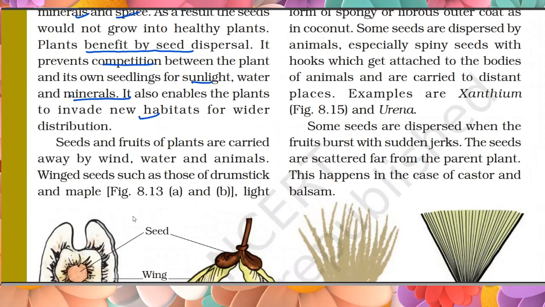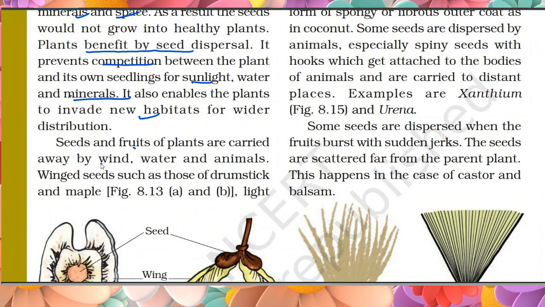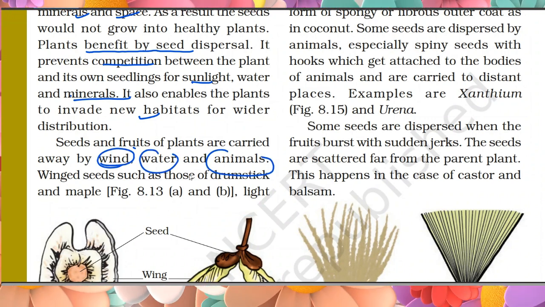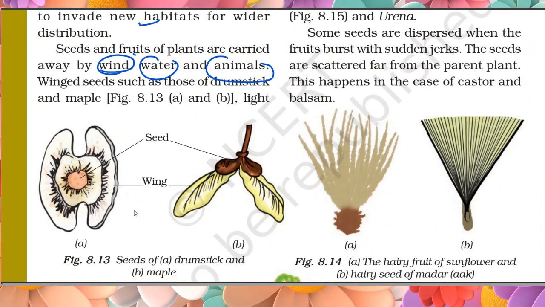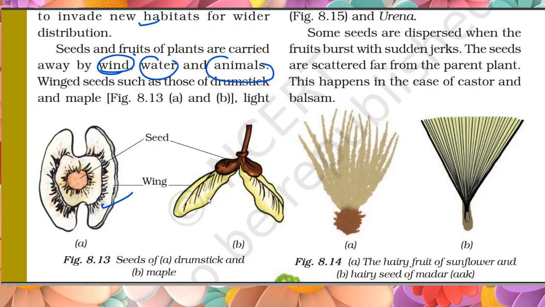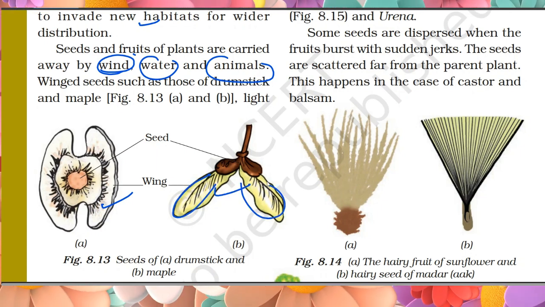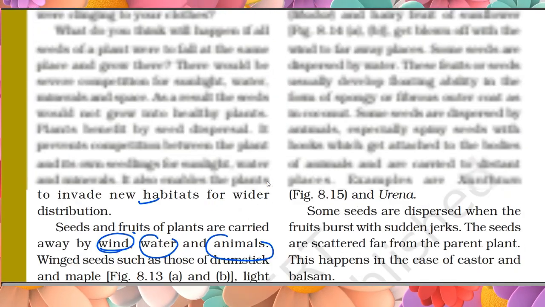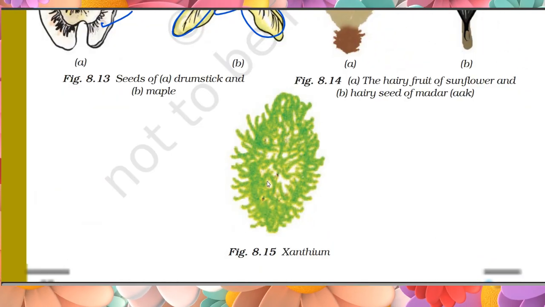Seeds and fruits of plants are carried away by wind, water, and animals. These are the dispersing agents. Winged seeds, such as those of drumstick and maple, you can see here. These drumstick and maple seeds have wing-like structures. They can float or fly away. They are light in weight, so they can go with the air, right?